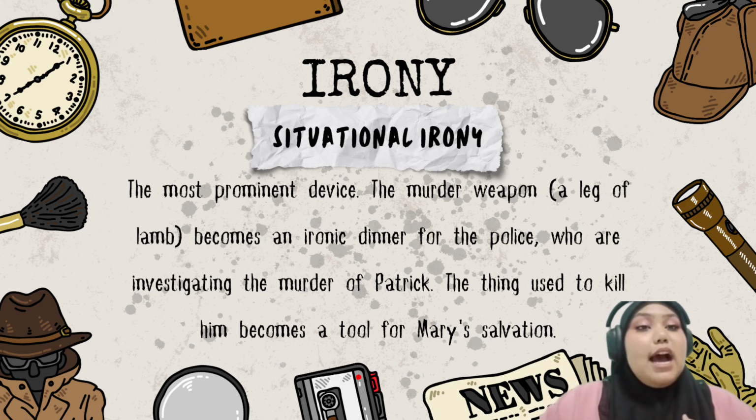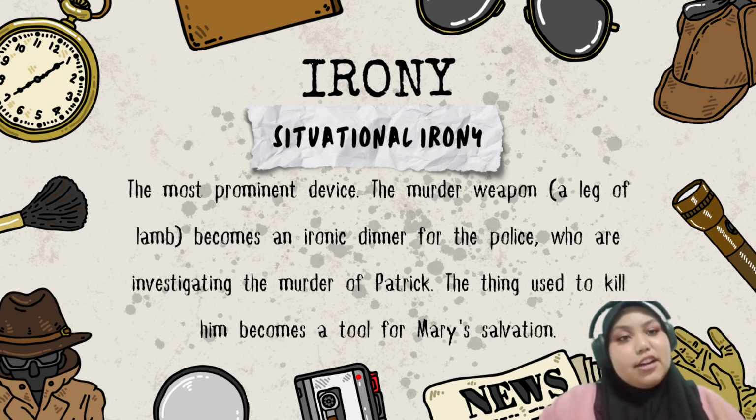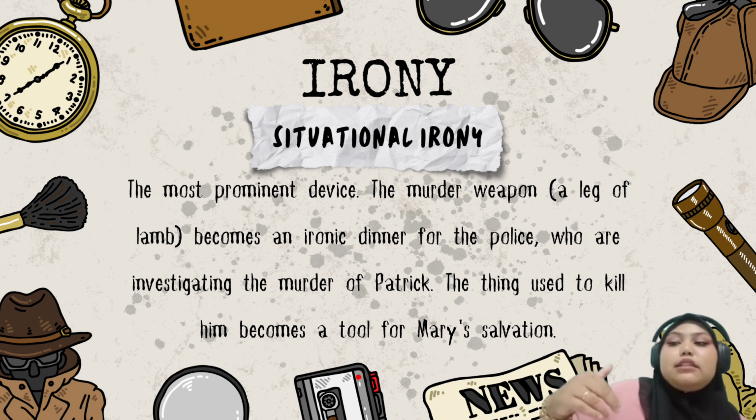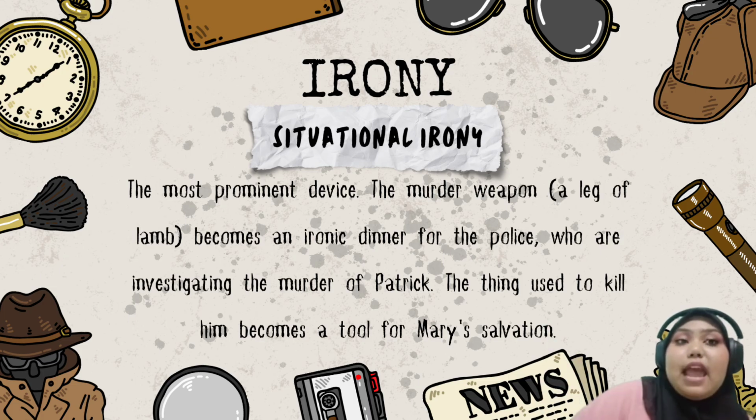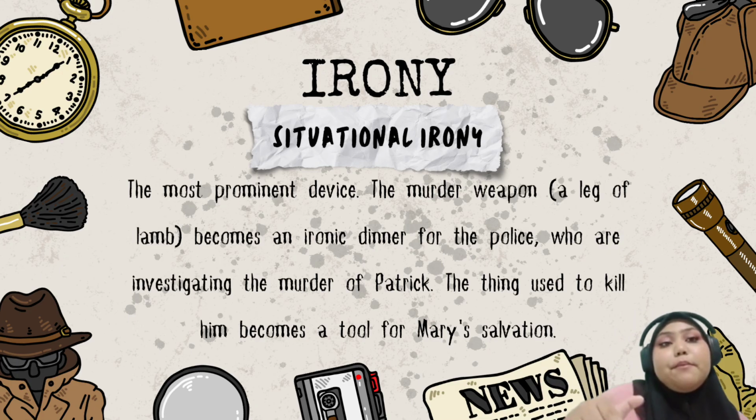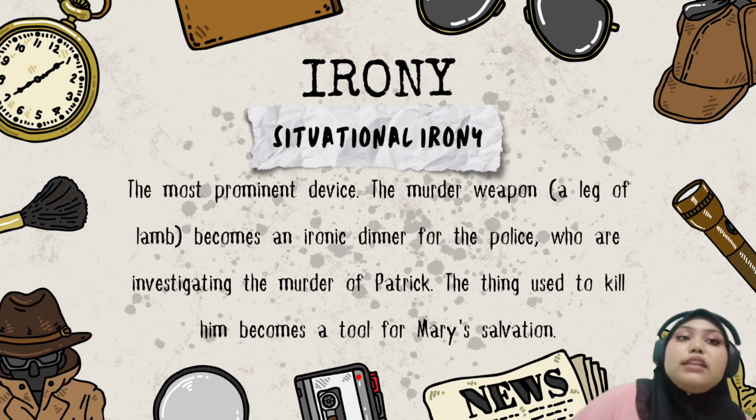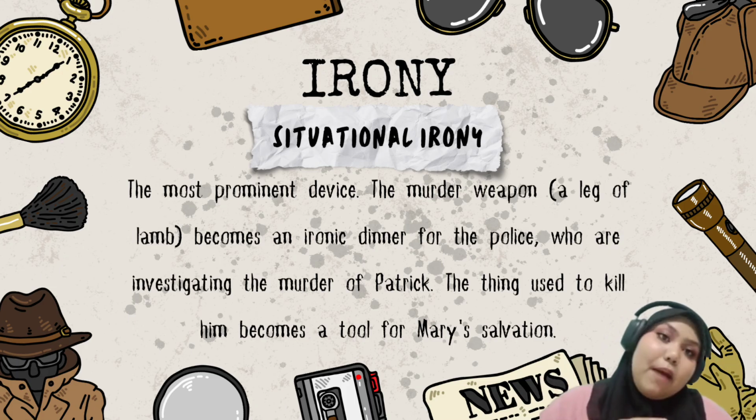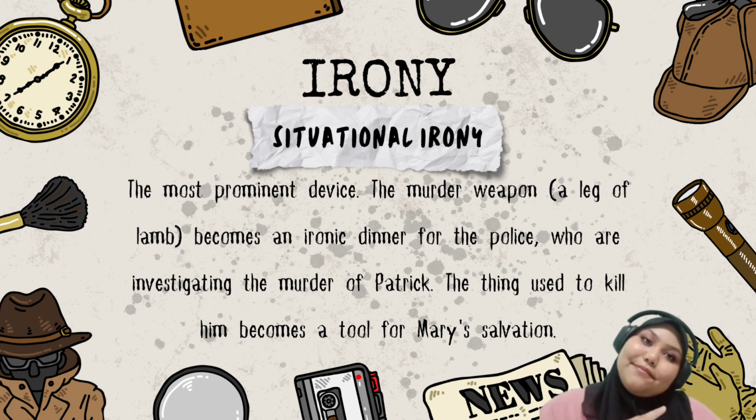So, I, Nisa, will explain the first literary device, which is irony, the situational irony. This is the most prominent device because the murder weapon, a leg of lamb, becomes an ironic dinner for the police who are investigating this case. The thing used to kill him becomes a tool for salvation. So the next literary device we will hear from another person in my group. Let's hear it.